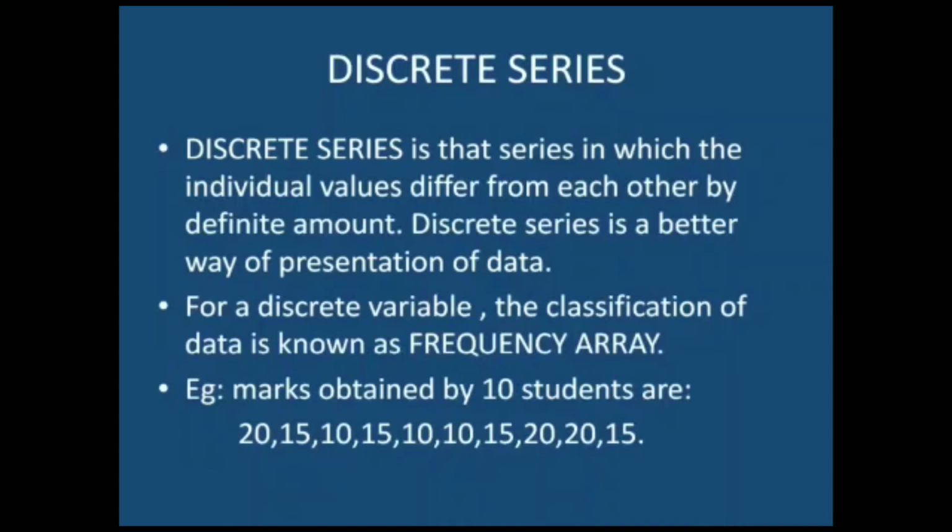When we see this data, we can understand the difference between these figures is 5. Means 10 is there, 15 is there, 20 is there. In this way, the gap between these marks is constant, that is 5. And it is said that discrete series is a better way of presentation of data because the person will be able to understand the information very easily. The classification of data for a discrete variable is known as frequency array. So that is your discrete series.